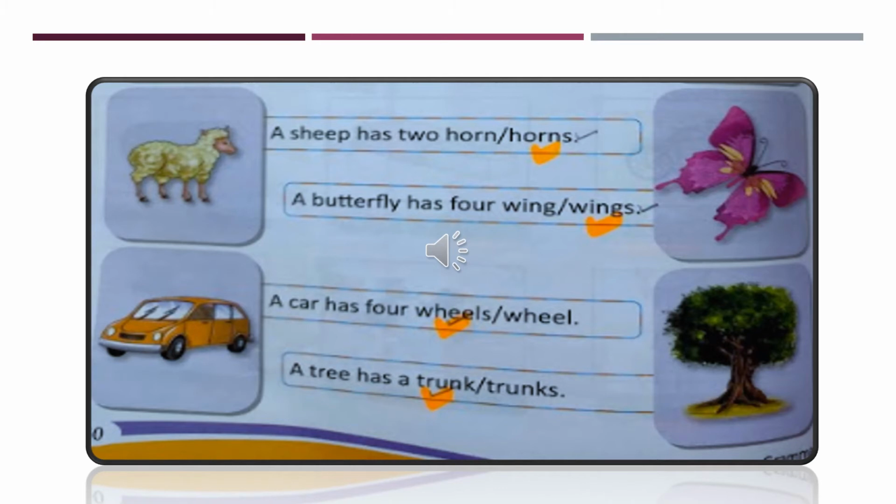In the last sentence, a tree has a trunk. Every tree has only one trunk. It may have many branches, it may have many leaves, but trunk is always one. So this is a singular word, so we will tick trunk, not trunks.